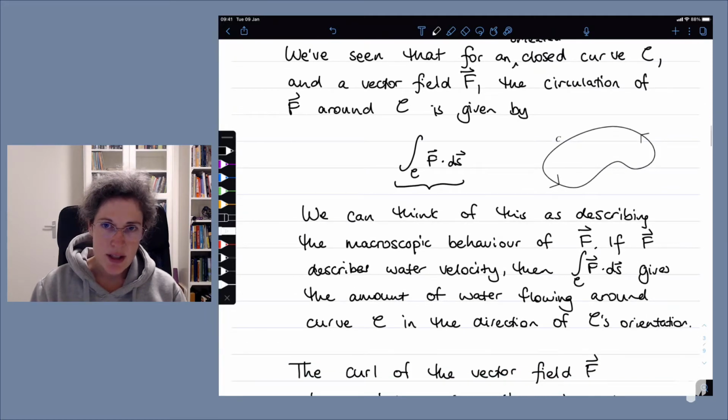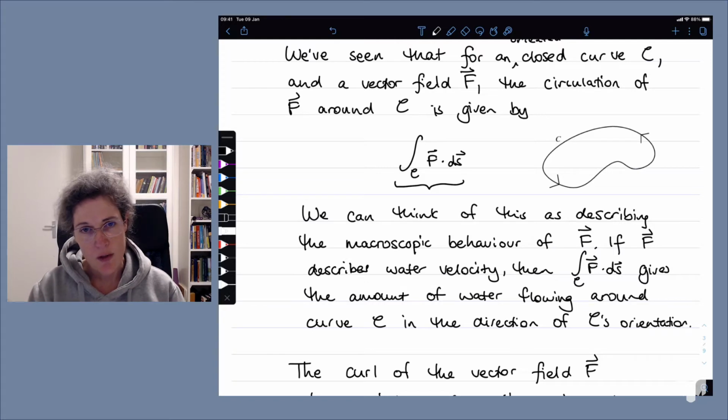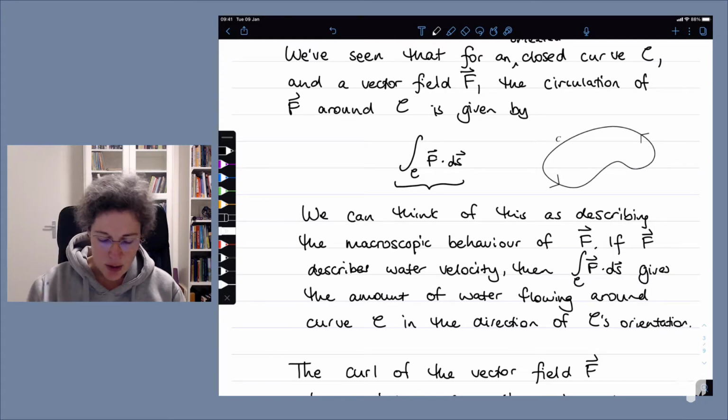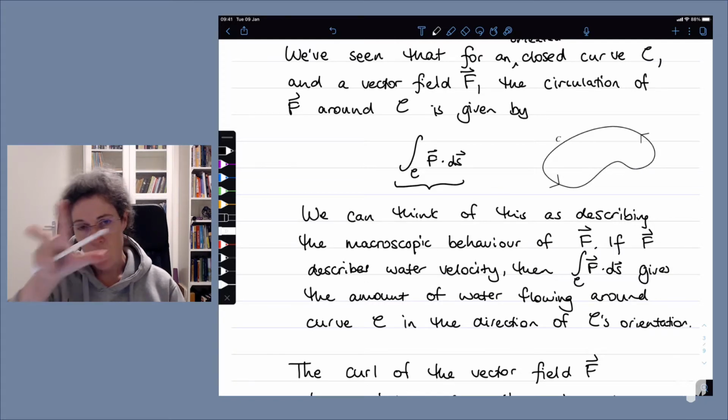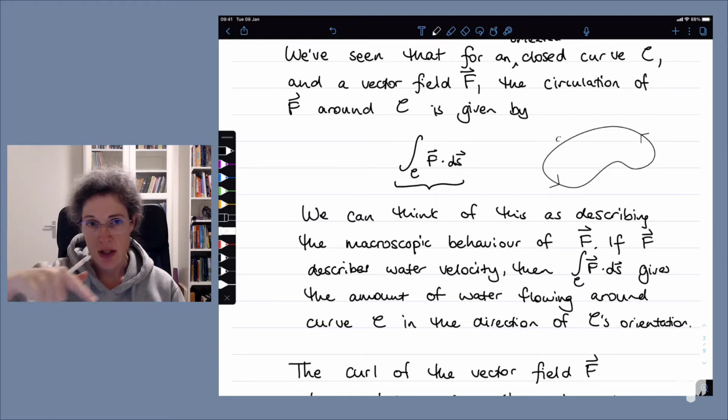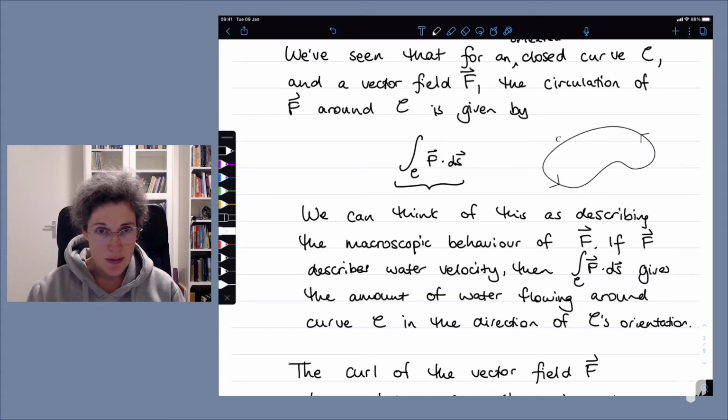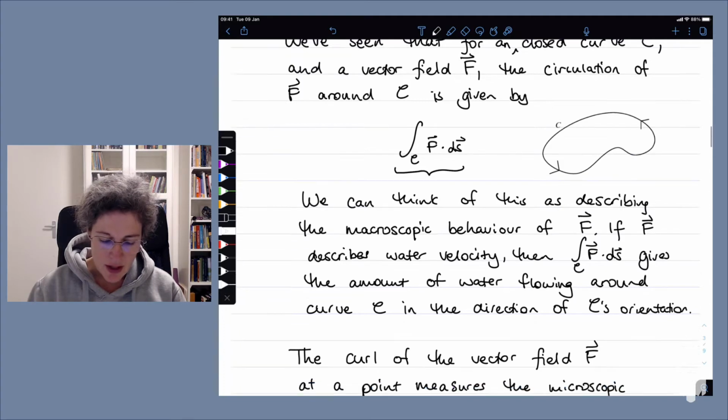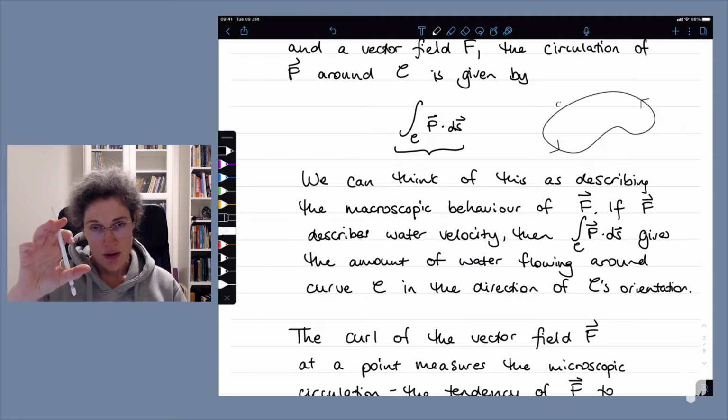And in some ways this describes the macroscopic behavior of our vector field. So if you want to think about our vector field describing water velocity in a water flow, then our circulation really says if you have your water flowing in whatever crazy way and you look at one particular curve, how much water is actually flowing along that curve. So you might only have a little bit, or you might have that in fact your water is circulating around that curve. So it's a measure there. So that's the one part of Green's theorem.